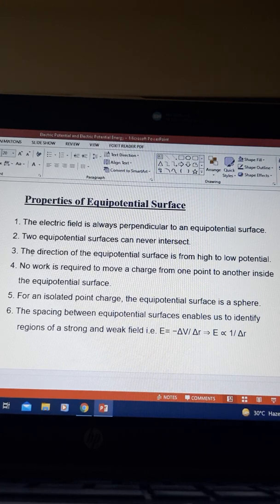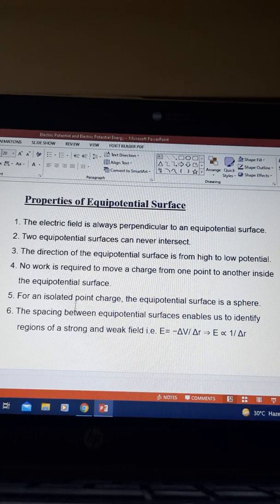The third property is that the direction of the electric field is always from higher to lower potential, and this is very natural. You know that all quantities, whether potential, energy, or heat, naturally tend to go from higher concentration to low concentration. Another important property which you have proved earlier is that no work is required to move a charge from one point to another on the equipotential surface, because they are at the same potential. Work is due to a change in position, a change in energy, a change in potential. But on an equipotential surface there is no change in potential, so no work is required.